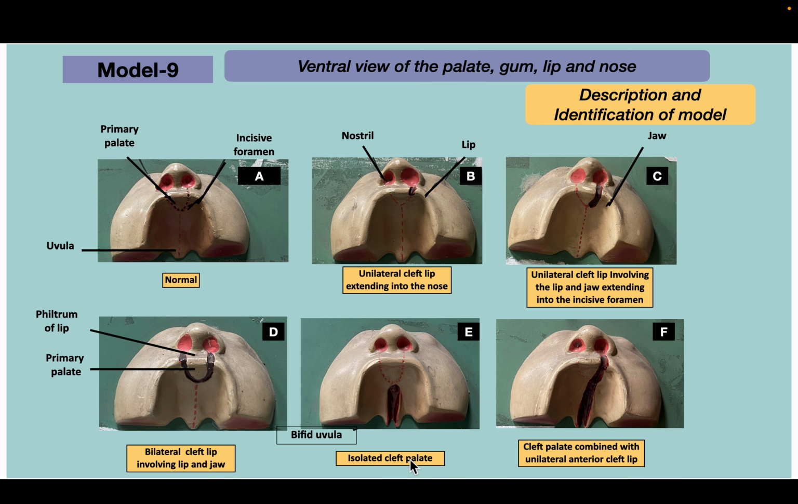So isolated cleft palate. Then if this cleft palate is extending up to the lip, we call it cleft lip palate, combined with the unilateral anterior cleft lip, which is reaching up to the nostril. So this is basically the ventral view of the palate, gum, lip and nose. Along with it, it is showing the various types of cleft lip.